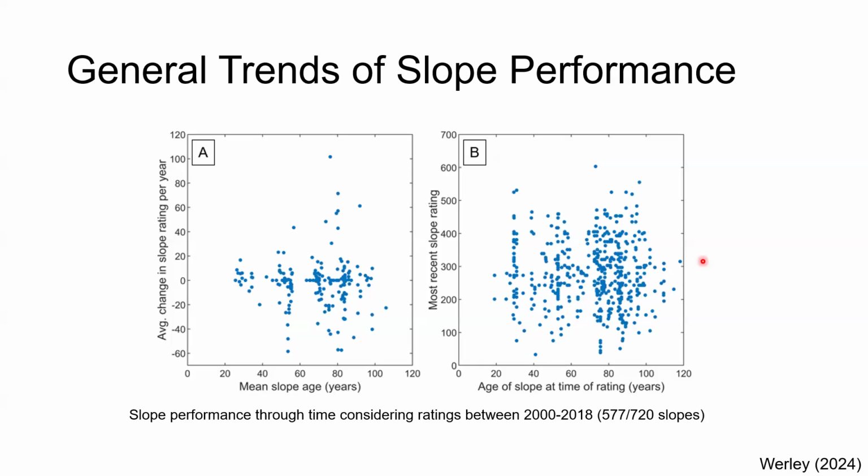Now, that's just one way to look at the data. We decided, well, we have more than one rating at each slope. Some of these slopes have been rated 2, 3, in rare cases even 4 times over time. And so rather than just looking at the most recent slope rating, we can actually look at the trend over time separately for each individual slope. And that's exactly what we're looking at on the left-hand side here.